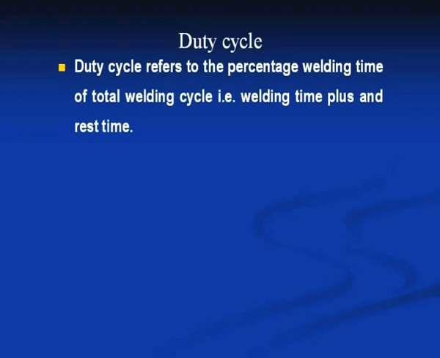The duty cycle of the power source is another important feature which is considered in setting the proper welding current. Duty cycle refers to the percentage of the welding time of the total welding cycle, that is the welding time plus the rest time.